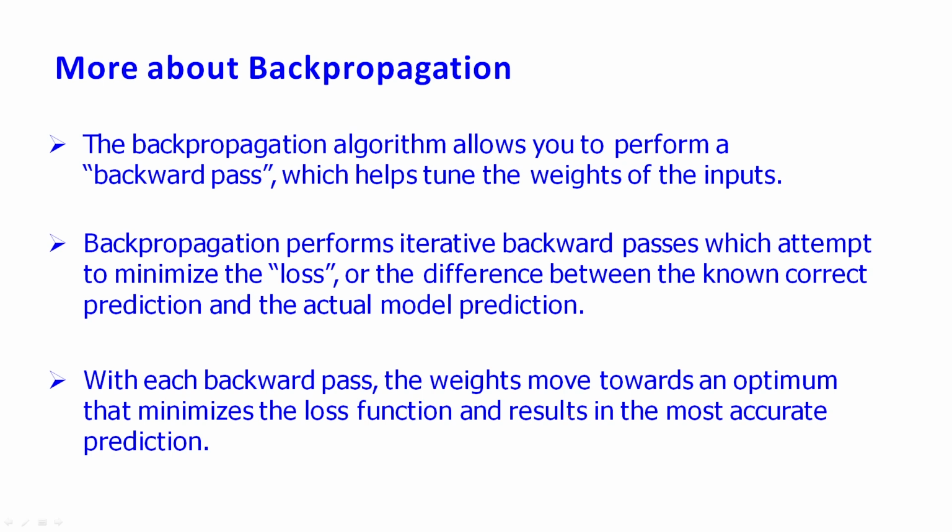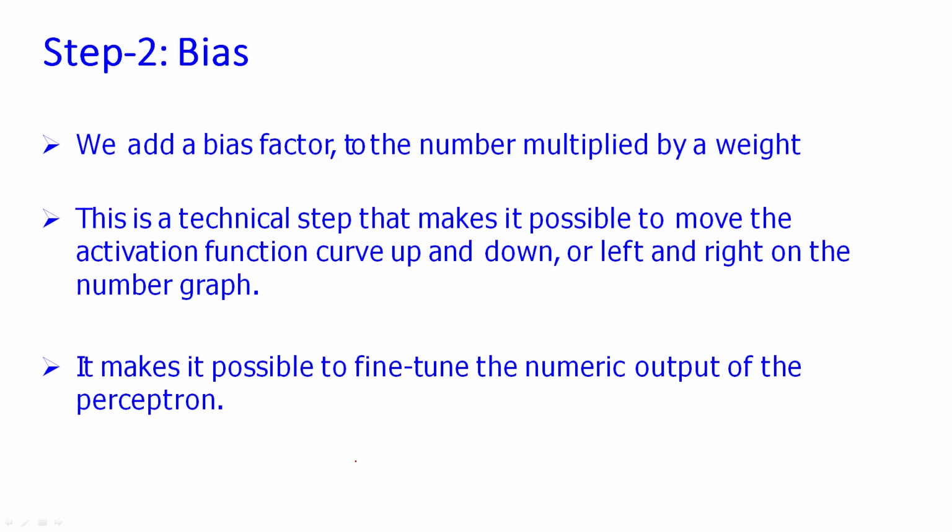So, with each backward pass, the weights move towards an optimum that minimizes the loss function or error function. We will talk about the error function next, how it behaves. That is very important, because you understand weights are very important.